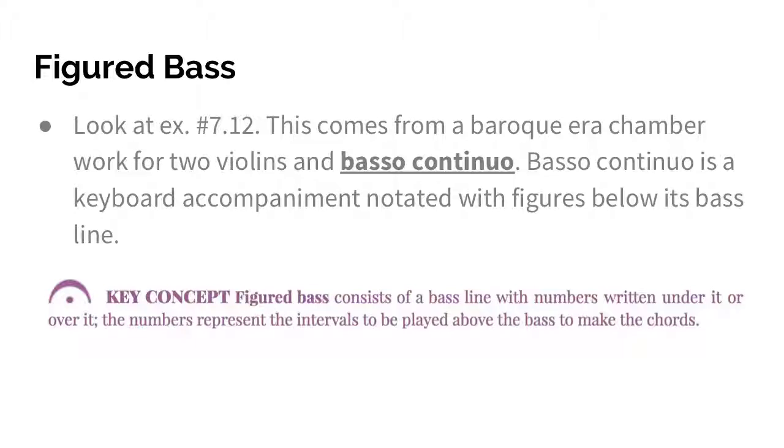All right, if you look at example 7.12, I want you to look at the bottommost part of that example and then listen to it. This comes from a Baroque era chamber work for 2 violins and what we call basso continuo. Basso continuo is a keyboard accompaniment notated with figures above its bass line. We call that figured bass. Figured bass consists of a bass line with numbers written under it or near it. The numbers represent the intervals to be played above the bass, which make the different types of chords.